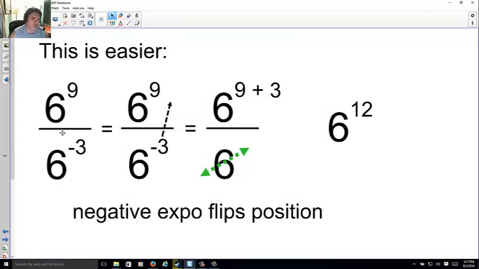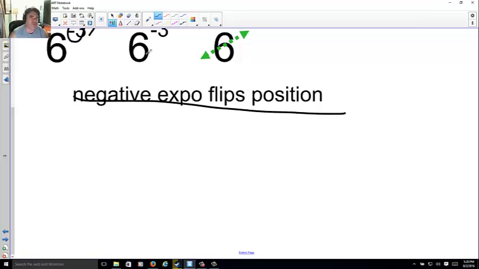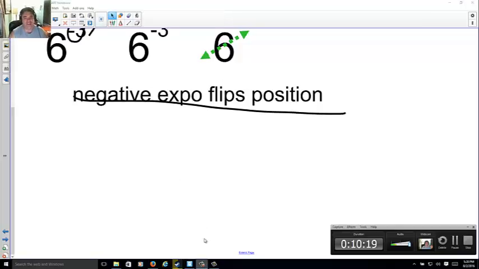This was the easier way I was mentioning, was just to go ahead and flip it up. And as you flip it, the only thing is when you move it from bottom to top, it just changes the negative exponent to a positive. So this becomes times 6 to the 3rd power, and 9 plus 3 makes 12. Negative exponent flips positions. And again, this is definitely tougher stuff.